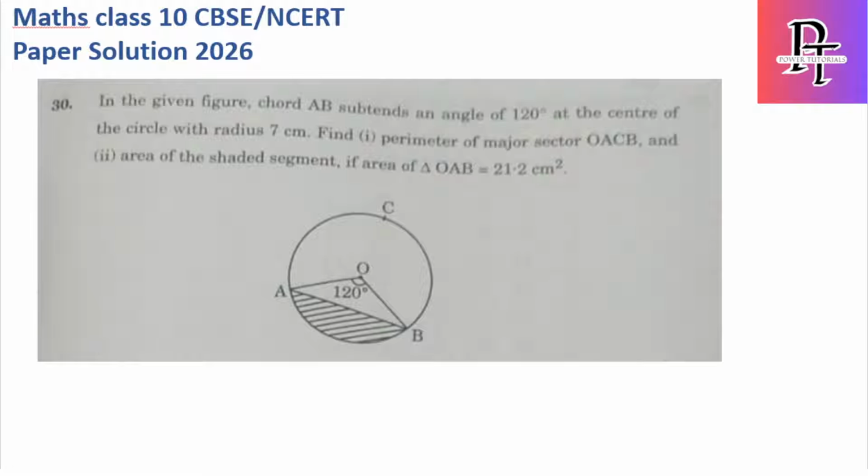In the given figure, chord AB subtends an angle of 120 degrees at the center of a circle with radius 7. Find the perimeter of major sector OACB, and the area of the shaded segment, if the area of triangle OAB is given. Okay, the triangle area is already provided, so no need to find the area of the triangle. You can directly find the area of the sector and subtract the area of the triangle to get the area of the shaded region.